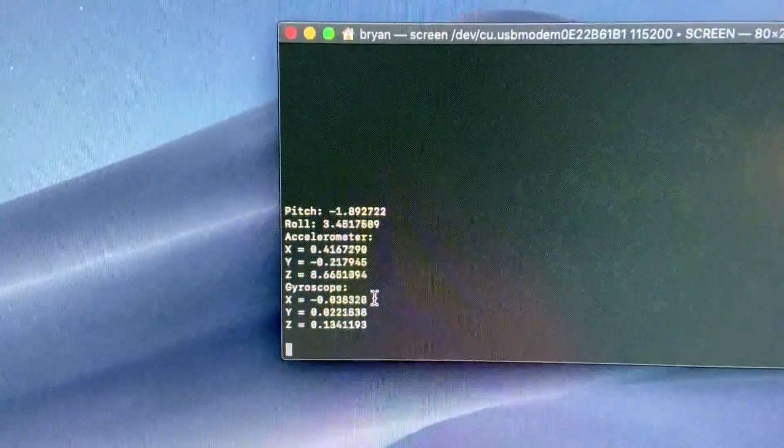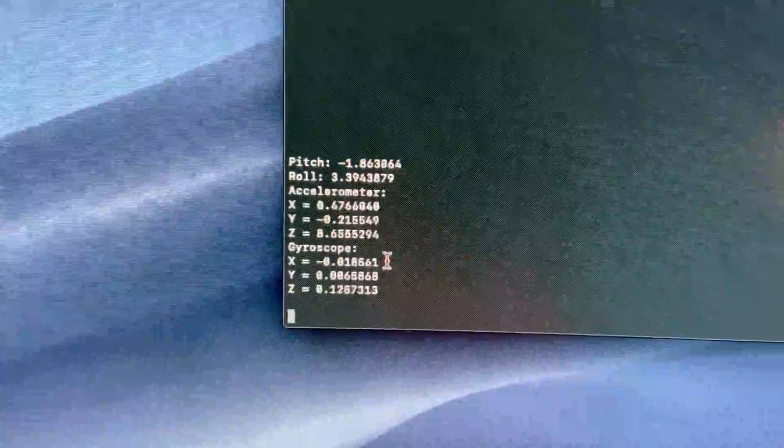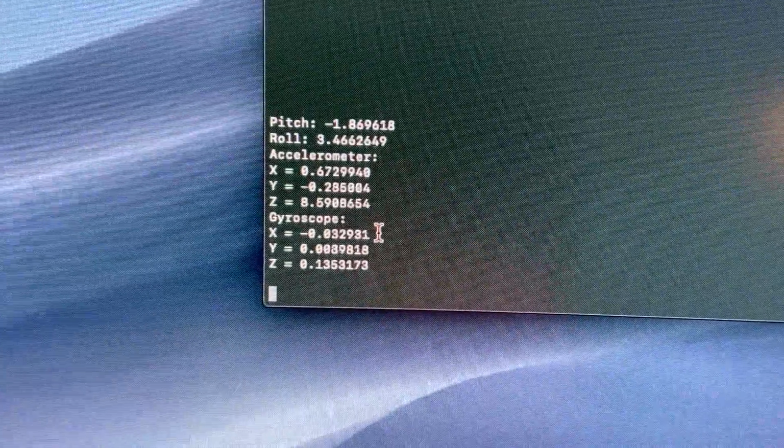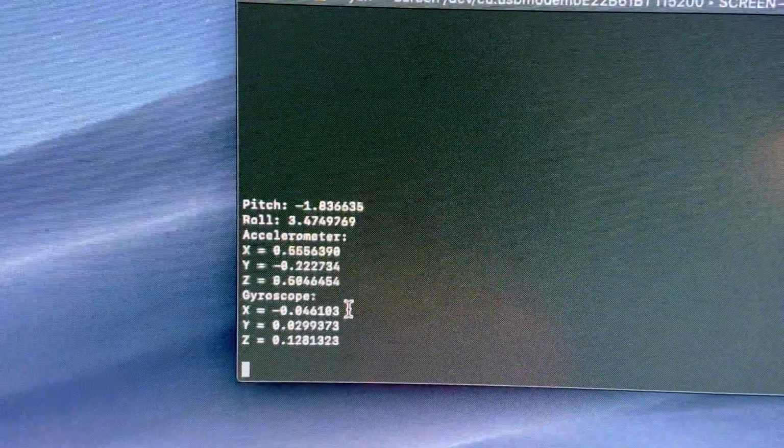So right now, the MPU is in a neutral position. As expected, only the z-axis is measuring the acceleration because that is the gravity. Pitch and roll is near zero, and everything else is also near zero.